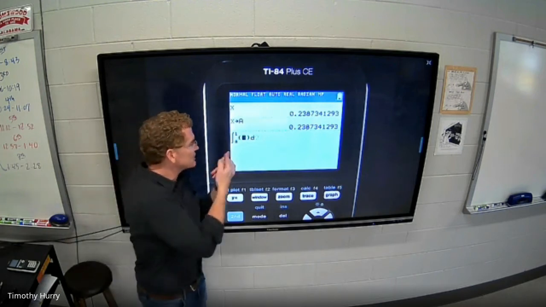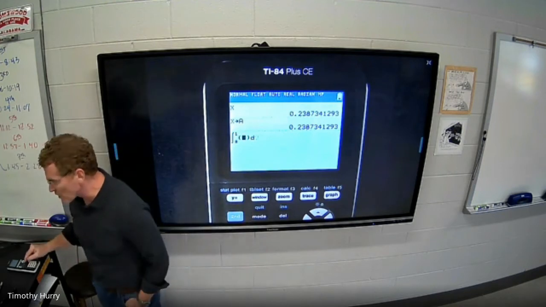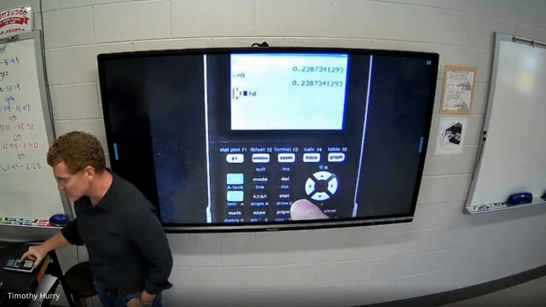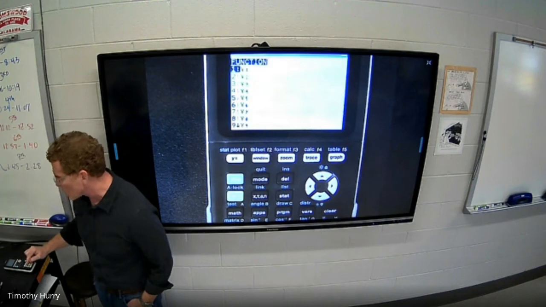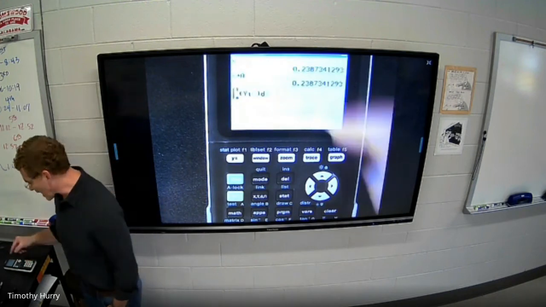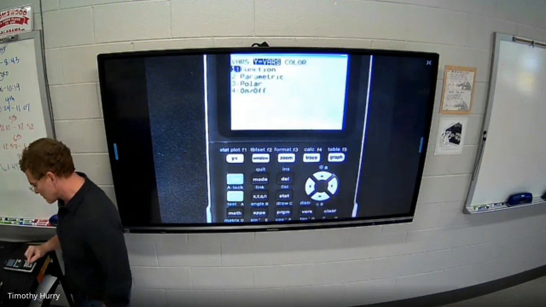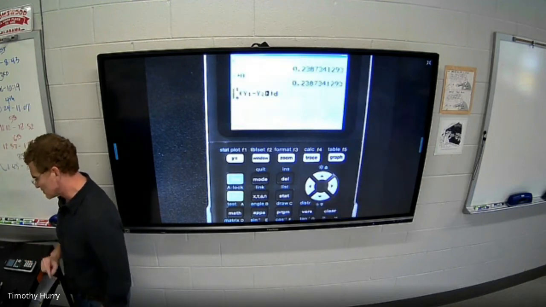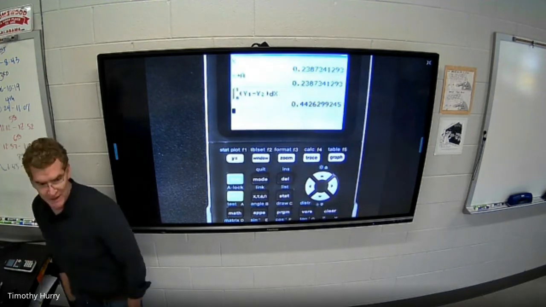Since it's already stored as my y1, why don't I just go vars? Remember where vars is? Right there between, see, right by clear. Vars, y vars, function y1, and it pops my y1 on the screen. And then that's my top, and then minus vars, y vars, function y2 on the screen. And then just fill in the x, and there's my area.